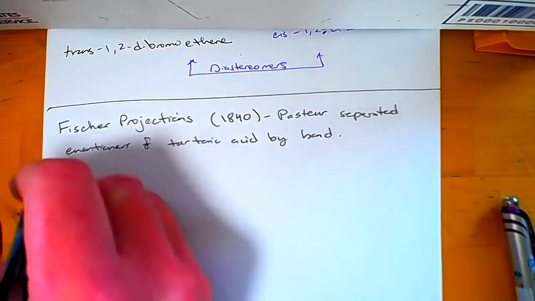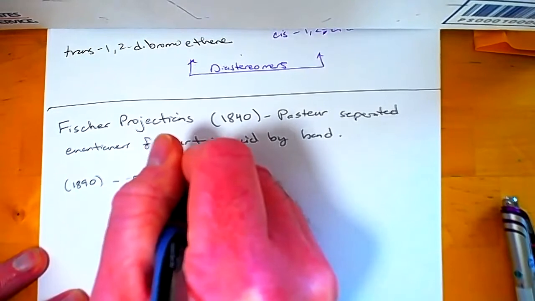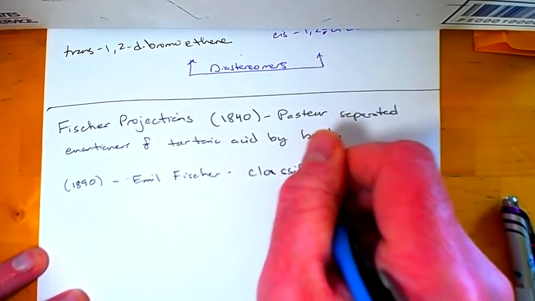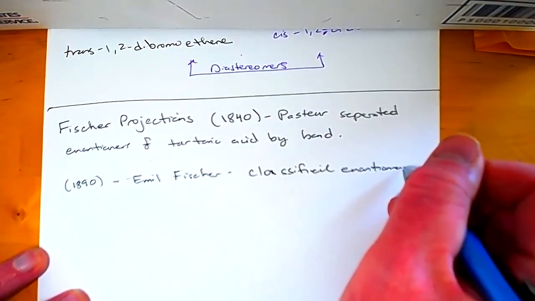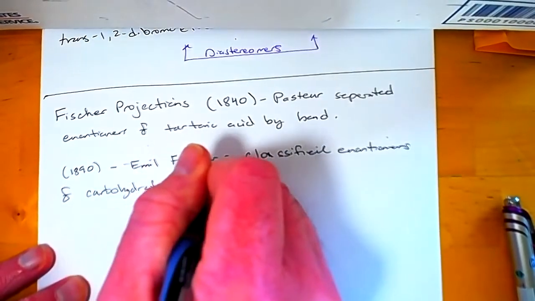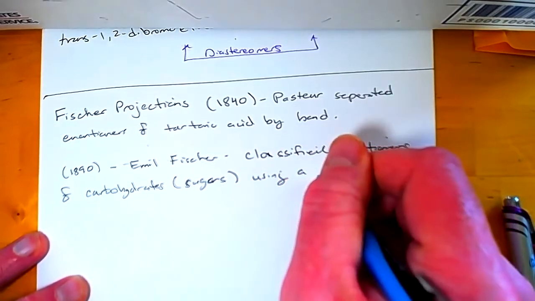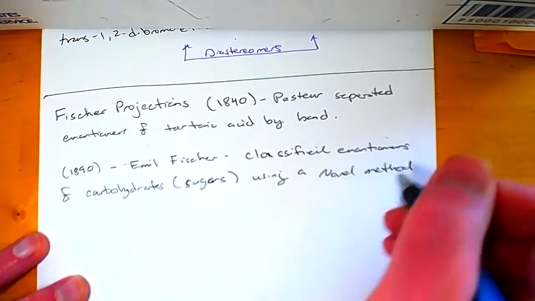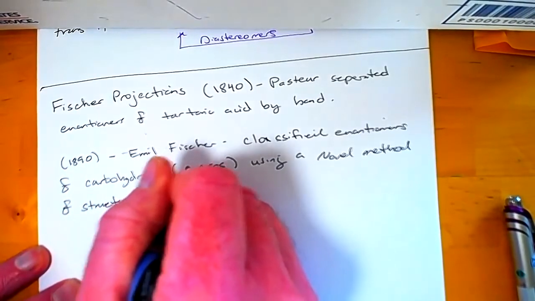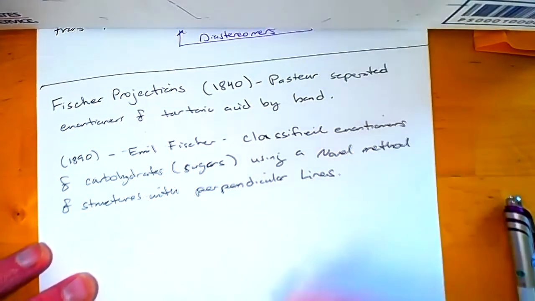And some years later, in 1890, Emil Fischer, who these projections are named after, classified enantiomers of carbohydrates, which are sugars, using a novel method of structures with perpendicular lines. Okay.